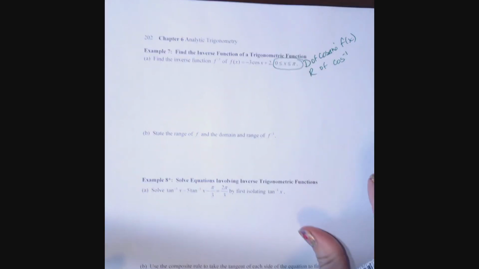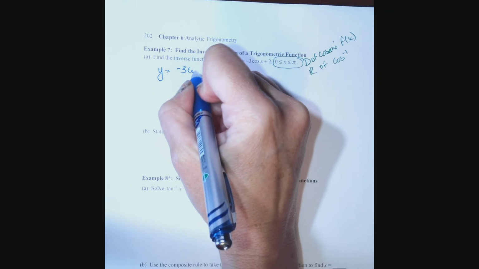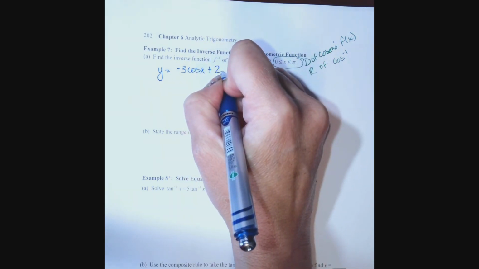We're just going to do a little bit of algebraic manipulation here. So the very first thing I do is rewrite f of x as y. Y equals negative 3 cosine x plus 2. Then I do my switch. I switch the variables.